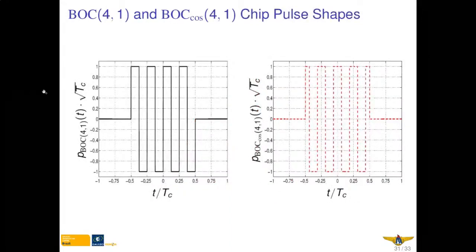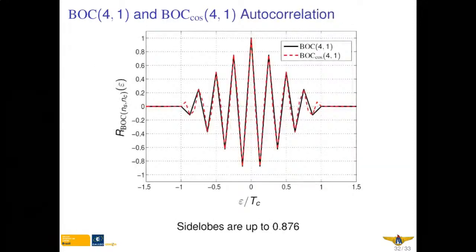Just for an example, we can also have a look at Bock 4-1 or Bock cosine 4-1 chip pulse shapes. On the left, you have the Bock sinus 4-1, and on the right-hand side, you have the Bock cosinus 4-1 chip pulse shape. We can also check out the autocorrelation function. Here we can see that we have very high side lobes, but also a very sharp main peak here for both of these chip pulse shapes.